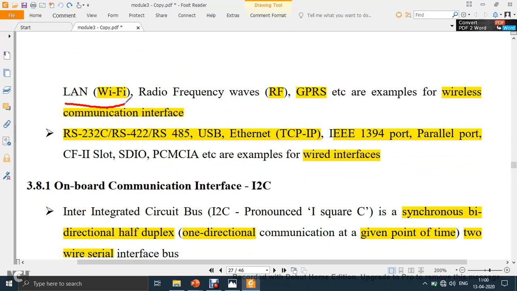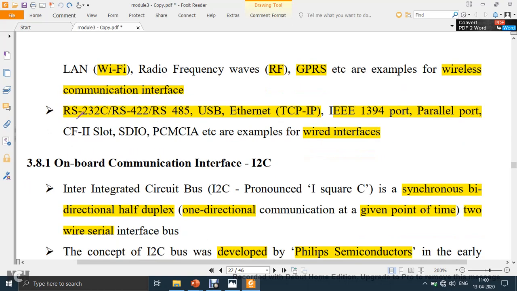Next, LAN also comes. So there is wireless LAN, which is Wi-Fi. Then RF, that is radio frequency, and GPRS. All these are wireless external communication interfaces. These are external, not internal. Internal, as I told, are always wired. Other examples of wired external communication interfaces are RS-232, USB, as I told, Ethernet, and some parallel port. You can also say the card reader slot. Like that, these are examples of wired external communication interfaces. This RS-232 is almost gone now, so very few use it.